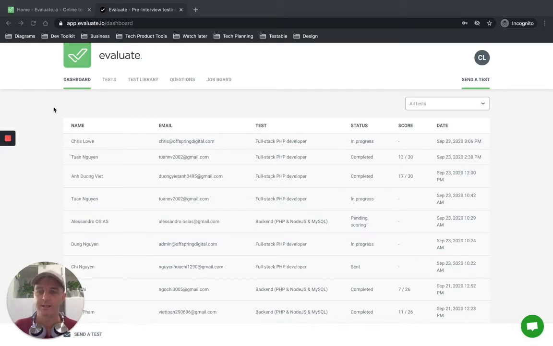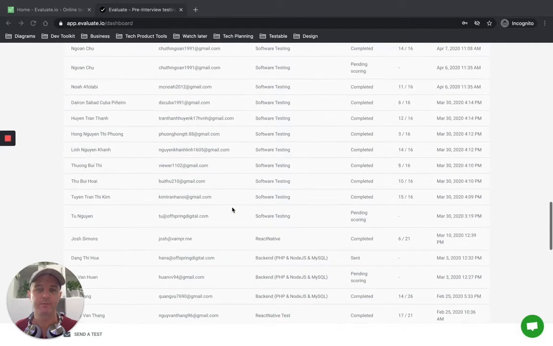The other side is getting insights into the questions and tests so that we can support our feedback loops and look at what questions are a little bit too difficult or a little bit too easy, and progressively improve the tests that we're offering in the test library. So let's have a quick look at the report.